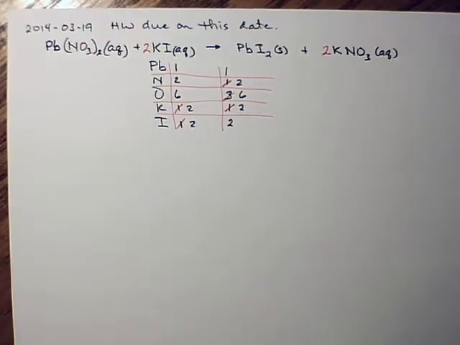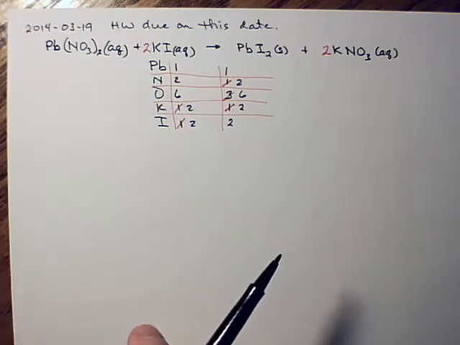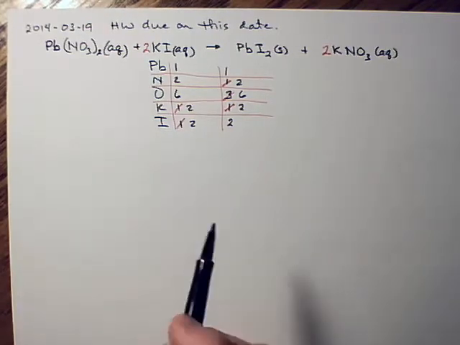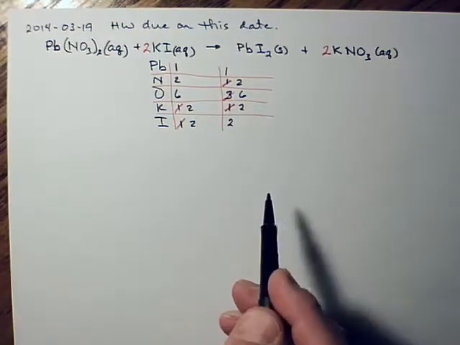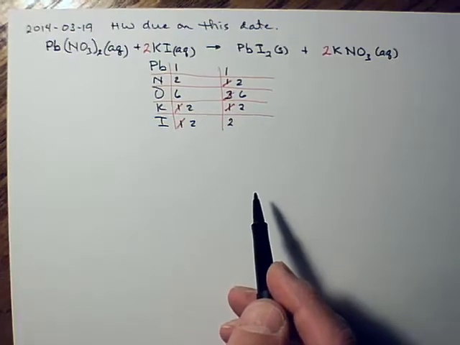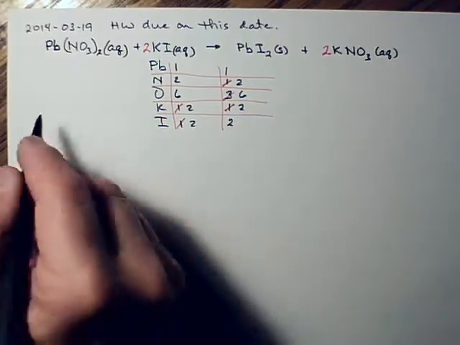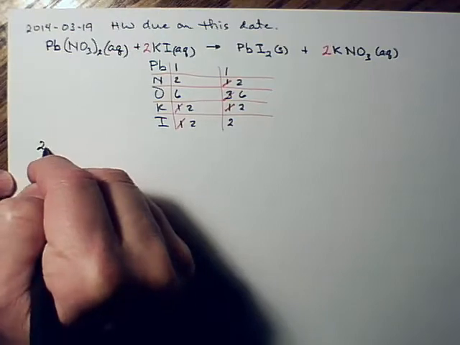Now then, this is just the beginning. This is what we have to have in order to write stoichiometry, because stoichiometry is the math and chemistry that requires a balanced chemical equation. So we started with 2.50 grams of lead-2 nitrate. That's going to be where we start with the stoichiometry.